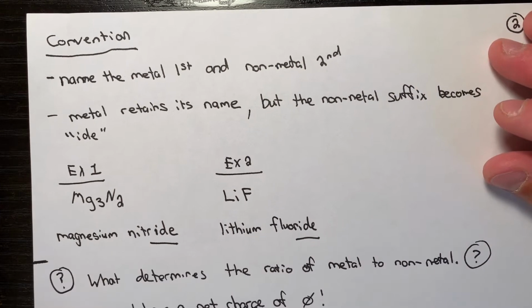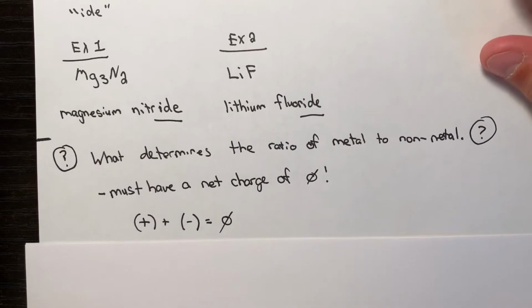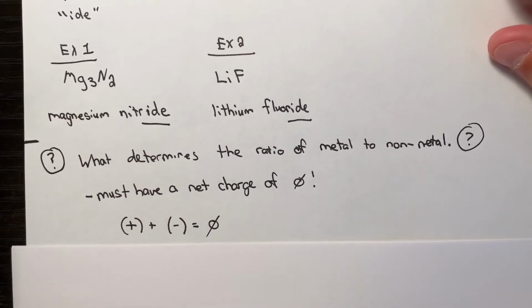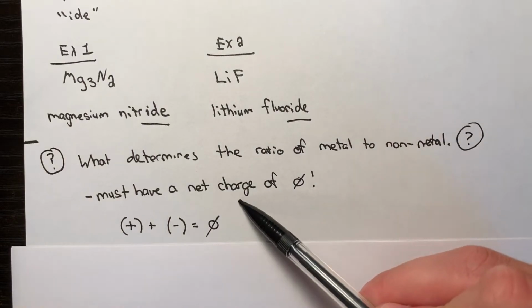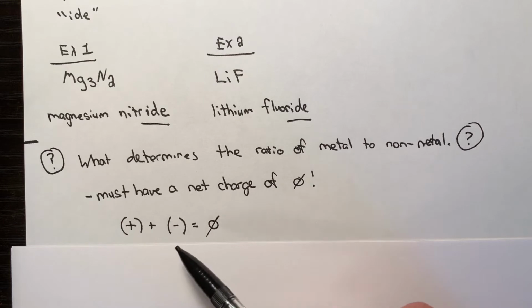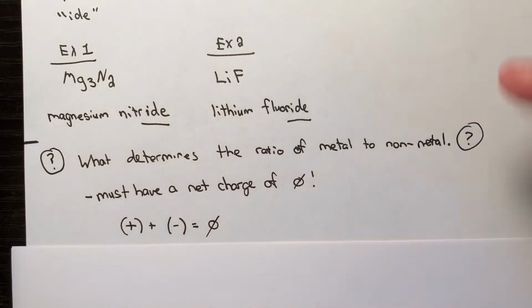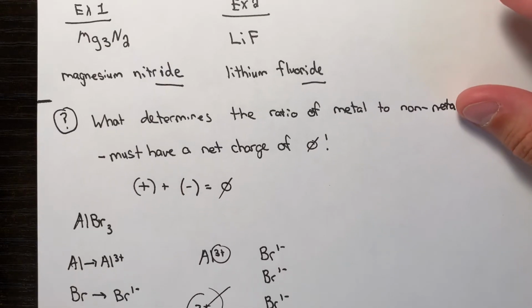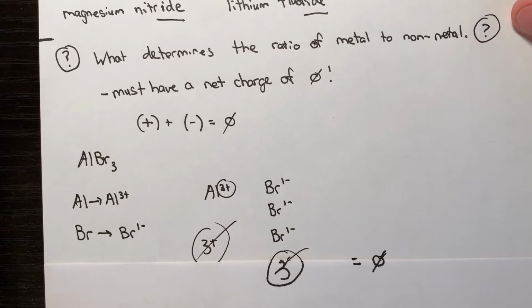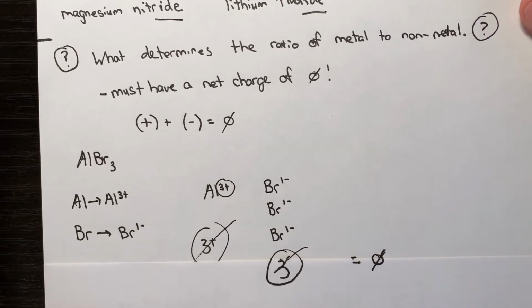Okay. So the question would be, what's actually determining the ratio of our metal to our nonmetal? The whole idea here is that ionic compounds are going to be charge neutral, that the sum of the positive ions, in addition to the sum of the negative ions, must yield 0. So in an example like AlBr3, you might wonder, why is it that aluminum bromide is AlBr3?